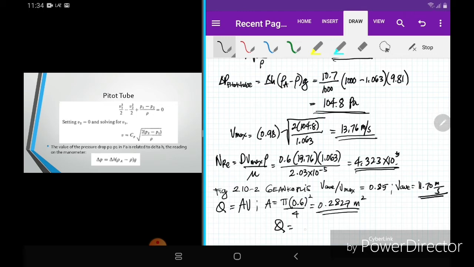So, volumetric flow rate then is equivalent to 0.2827 meters squared multiplied by 11.7 meter per second. So, the answer is equivalent to 3.308 cubic meter per second. So this is your volumetric flow rate obtained using the pitot tube.